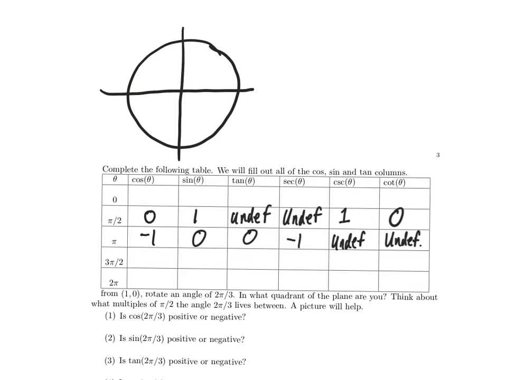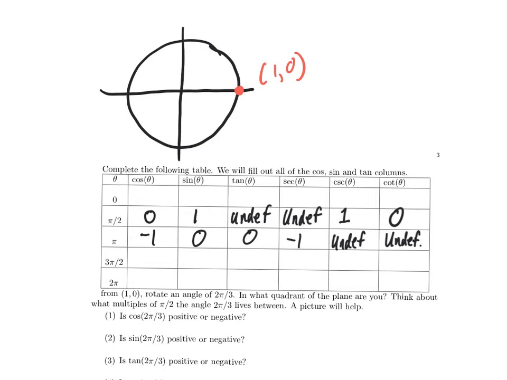So to compute a trig function at an angle of 0, you will start at 1, 0. You will rotate by an angle of 0 radians, so you will do nothing. You will stay at that point. Then you'll ask where you land. Well, you rotate by an angle of 0, you land right where you started. You didn't go anywhere. You're still at the point 1, 0.